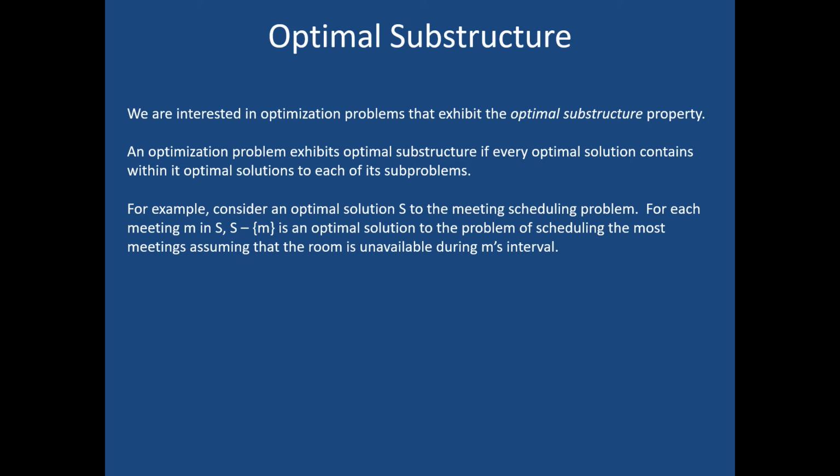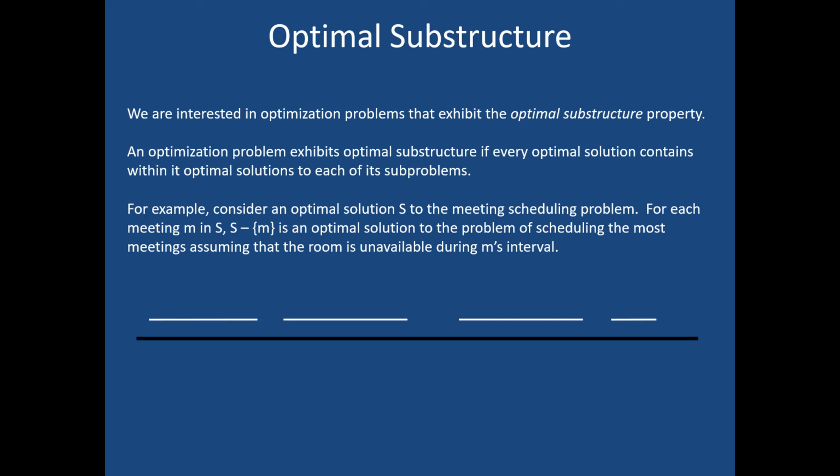For the time being, we're interested in optimization problems that exhibit what's called the optimal substructure property. So you've got the fancy definition here. It says a problem exhibits optimal substructure if every optimal solution contains within it optimal solutions to each of its subproblems. What that means is probably easier to show with a picture. This is the meeting problem, and those are the 4 meetings that we scheduled. So that's the optimal solution to the original problem.